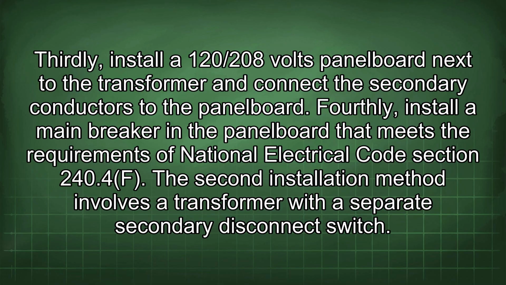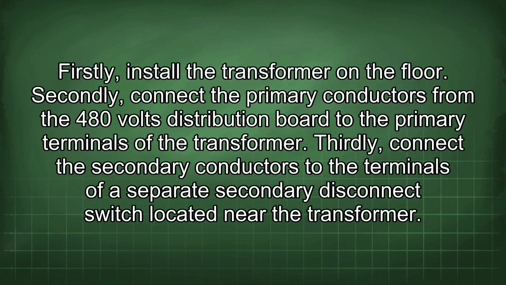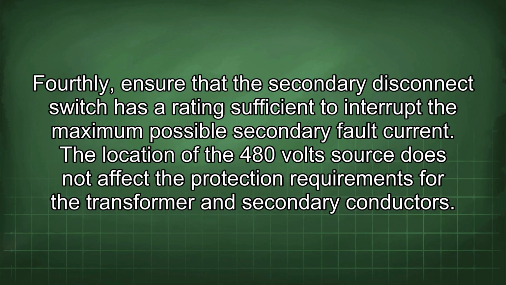The second installation method involves the transformer with a separate secondary disconnect switch. Firstly, install the transformer on the floor. Secondly, connect the primary conductors from the 480 volts distribution board to the primary terminals of the transformer. Thirdly, connect the secondary conductors to the terminals of a separate secondary disconnect switch located near the transformer. Fourthly, ensure that the secondary disconnect switch has a rating sufficient to interrupt the maximum possible secondary fault current.